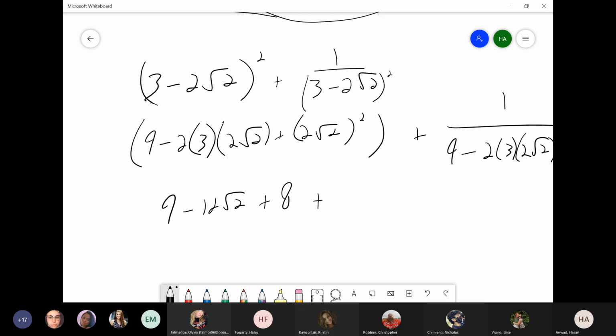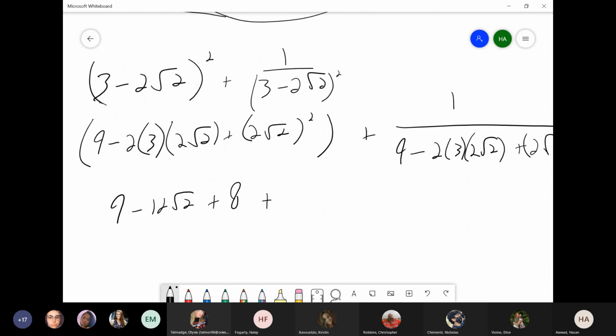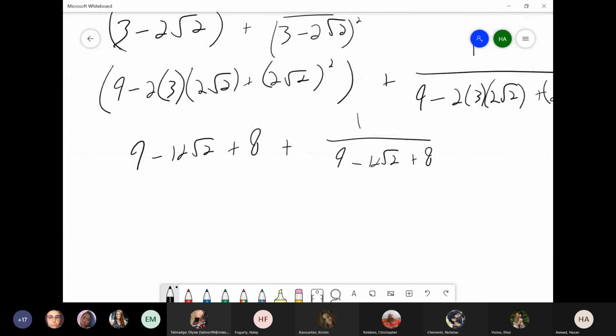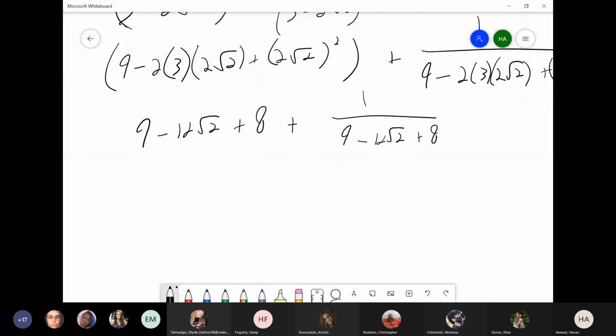And again, all the work that we do for the one on the left, we can also repeat for the denominator of the fraction. So we have 1 over 9 minus 12 square root of 2 plus 8. Okay, moving down, we see that we have 9 plus 8, which gives us 17 minus 12 square root of 2. And we're going to make that same addition in the denominator here. So we have 17 minus 12 square root of 2.